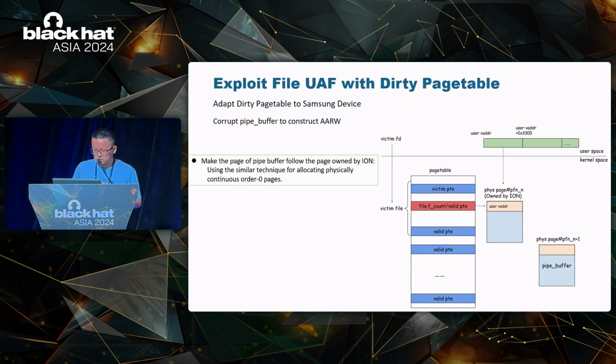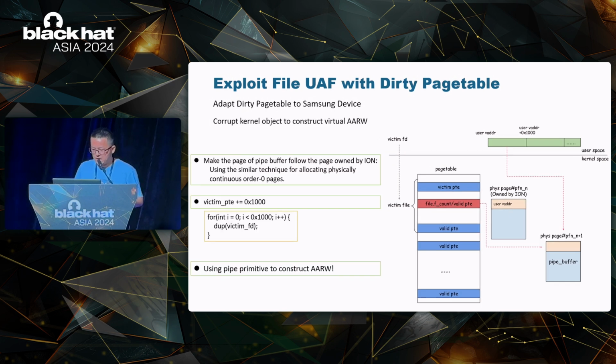And we choose to corrupt the pipe buffer to construct AARW. To finish that, we need to make the page of the pipe buffer follow the page owned by ION. This can be done by using the mentioned technique for allocating physically continuous order 0 pages. And then we add 0x1000 to this victim PTE. By doing so, we can totally control the pipe buffer. And it will be easy to use the pipe primitive to construct AARW.